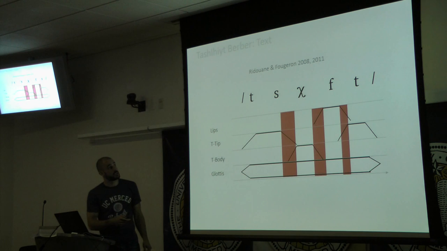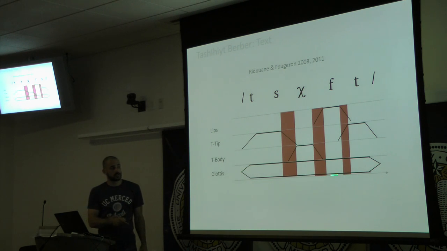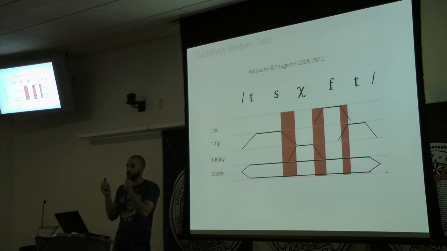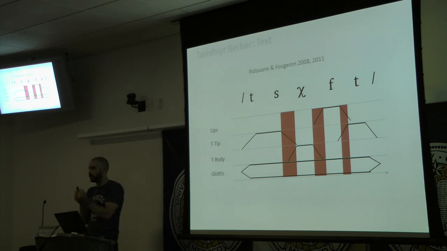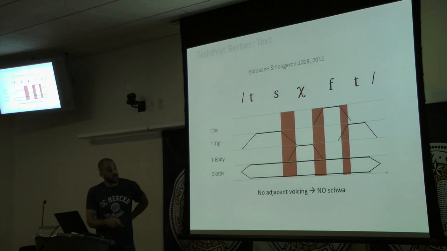The second negative prediction is, in a word like that, I try to not do it with a schwa, it's pretty hard. You have open transitions between gestures, however, the glottis is in a state in which there is no voicing. So the glottis is spread, the vocal folds do not close against each other, you don't get voicing. In this case, you wouldn't expect schwa.